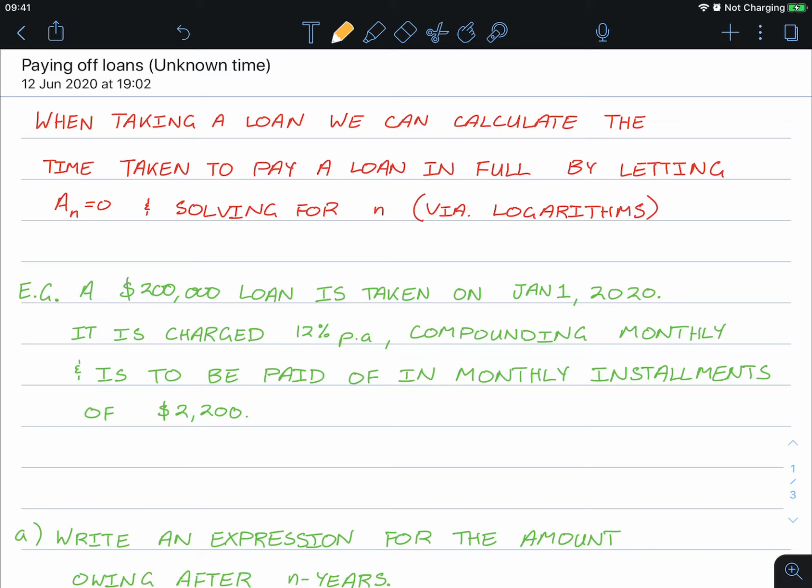In this video we'll be looking at calculating unknown time values in a loan repayment. When taking a loan, we can calculate the time taken to pay a loan in full or any fraction of the original value by letting A of n, which is the value of the loan, equal 0 and solving for n via some logarithms. So let's get straight to it.